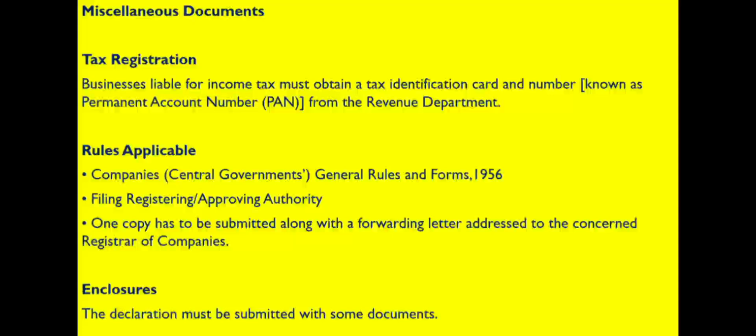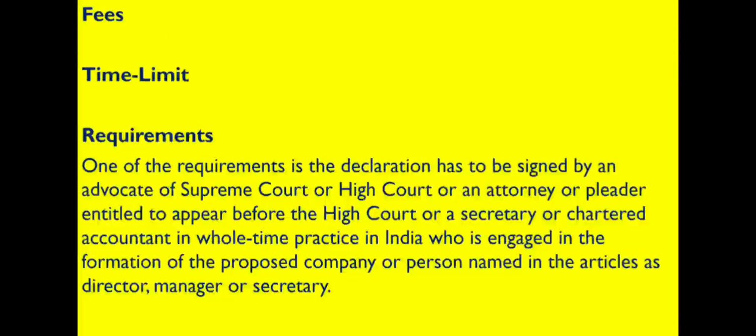Now let's talk about the fees applicable. Fee payable depends on the nominal capital of the company to be registered and may be paid in one of the following modes: cash or postal order up to Rs 501. Demand draft favoring registrar of companies or treasury challan should be payable into specified branches of certain banks. Next point is time limit. It should be submitted before incorporation or within 6 months of the name being made available.